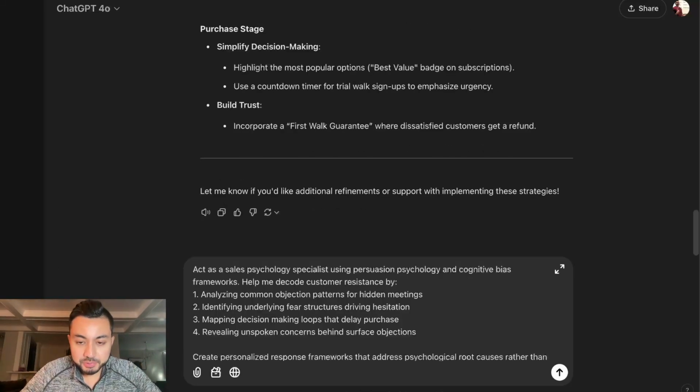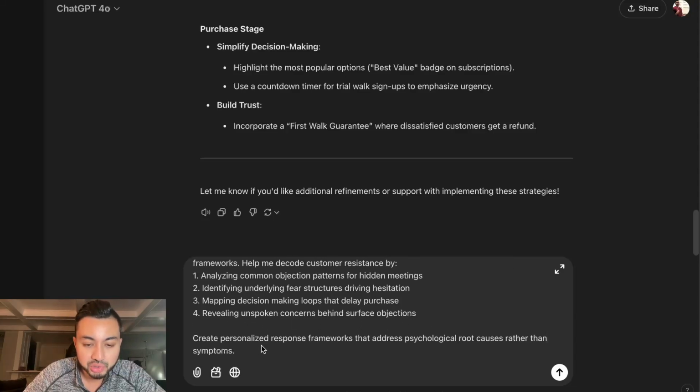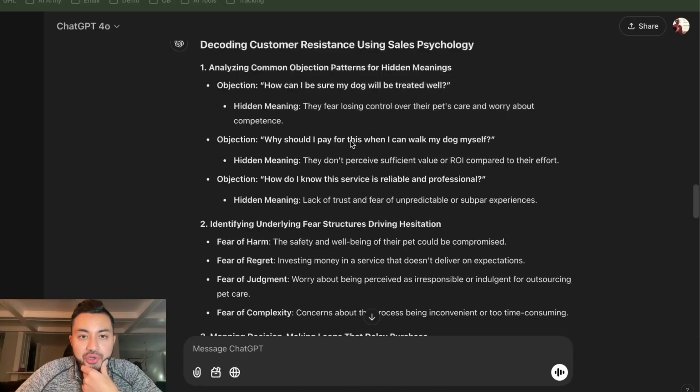Now for the second prompt, we want to really understand what is behind our customers' objections so that we know what they're worrying about before they have a chance to even say it. And so here's the prompt. Act as a sales psychology specialist using persuasion psychology and cognitive bias frameworks. Help me decode customer resistance by analyzing common objection patterns for hidden meanings, identifying underlying fear structures driving hesitation, mapping decision-making loops that delay purchase, revealing unspoken concerns behind surface objections. Create personalized response frameworks that address psychological root causes rather than symptoms. So we'll give this to ChatGPT. Here we go with the analysis. So here's the analysis, right?